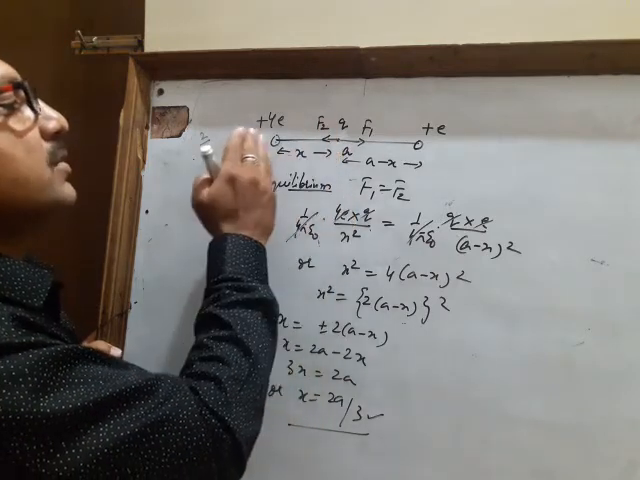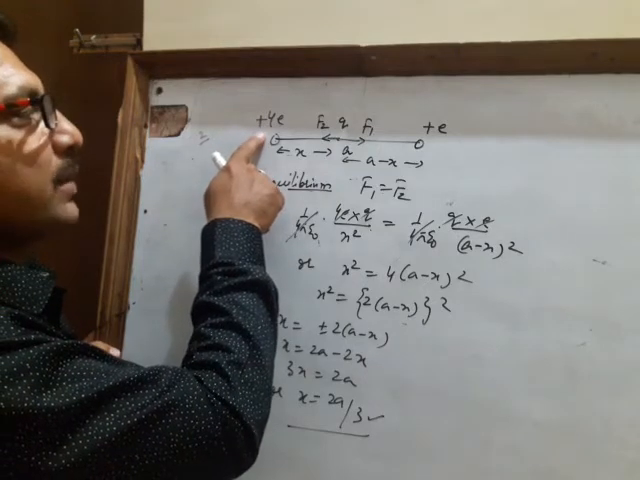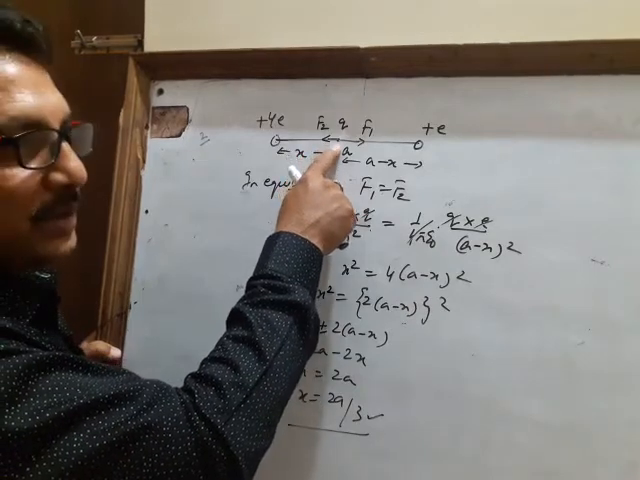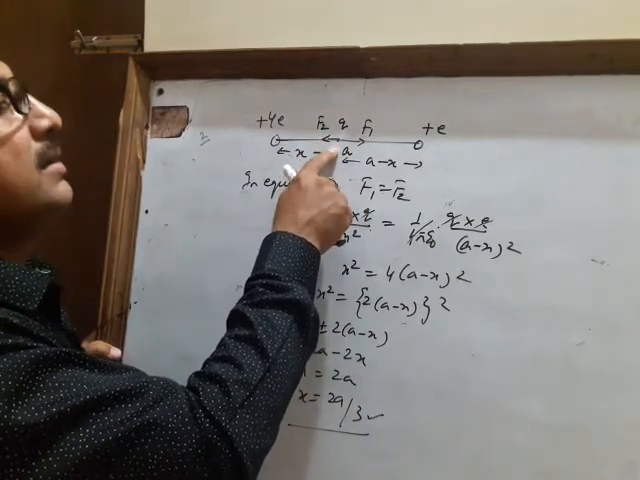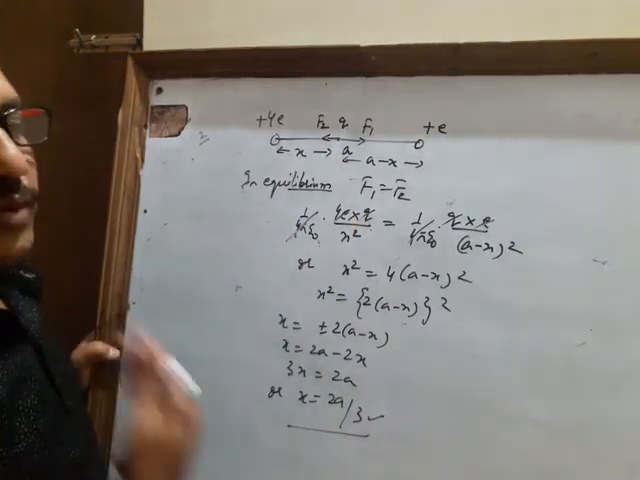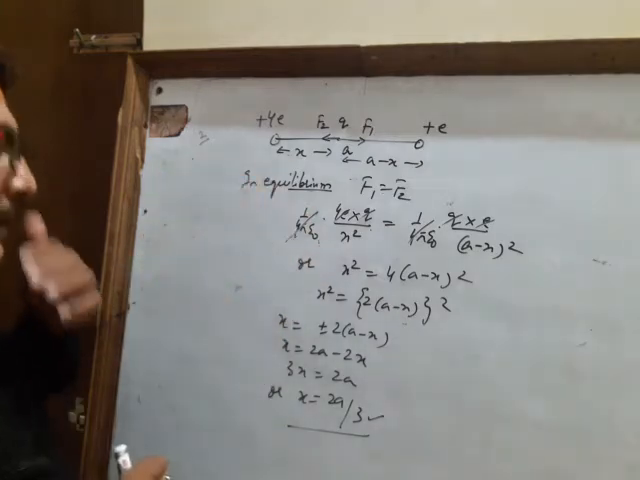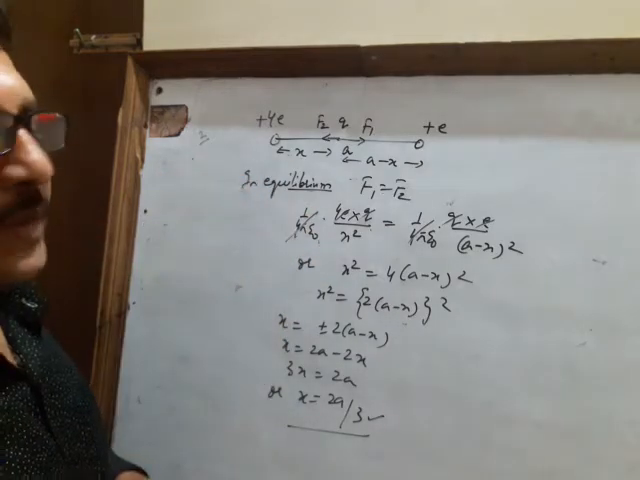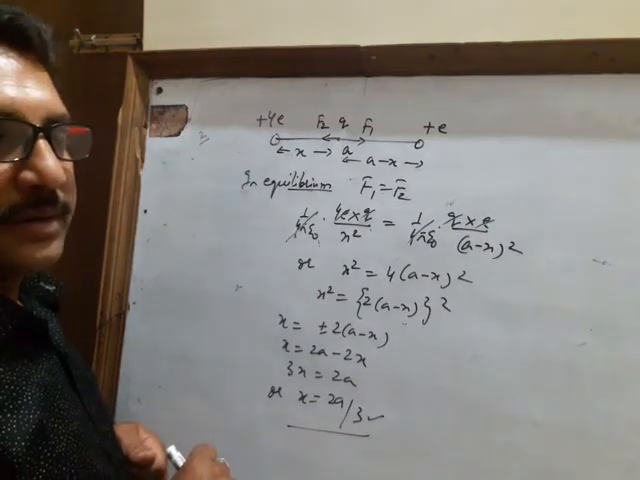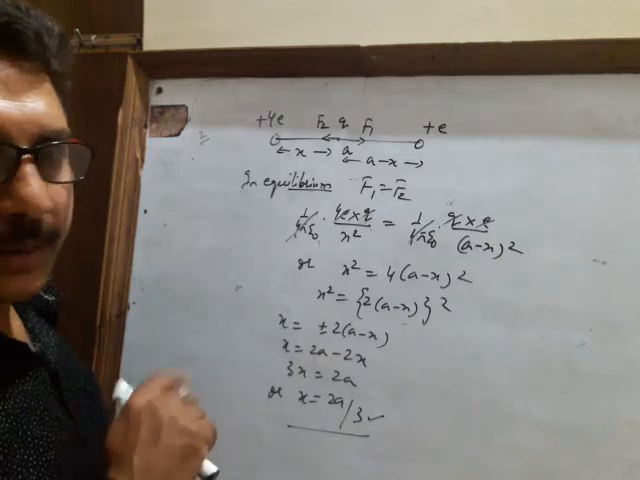If I move this charge to the left side, once again due to the repulsive force of plus 4e, it will be displaced and once again it will come back to this point. Only at this point does it feel equilibrium, where the forces are balancing each other. So all such charges are in equilibrium. That is what is called stable equilibrium.